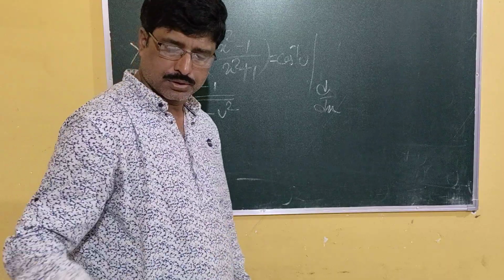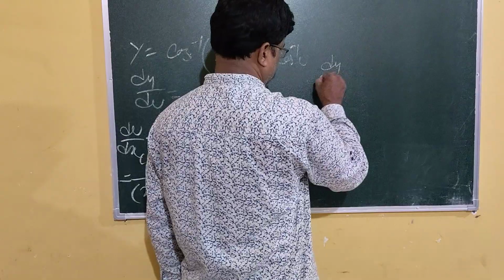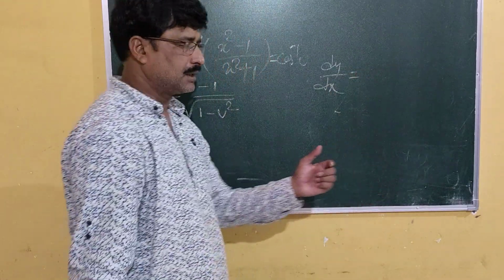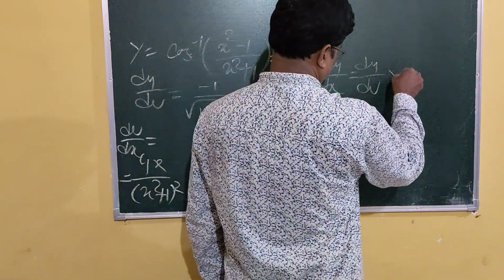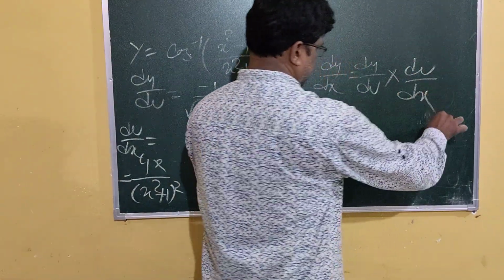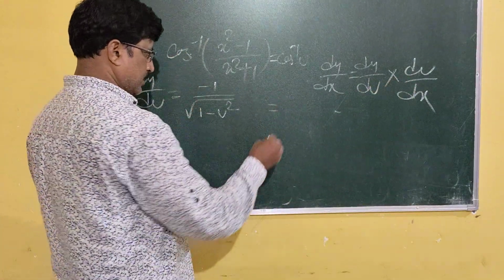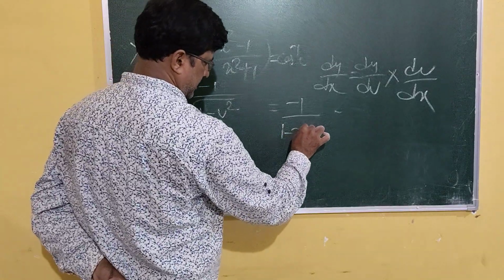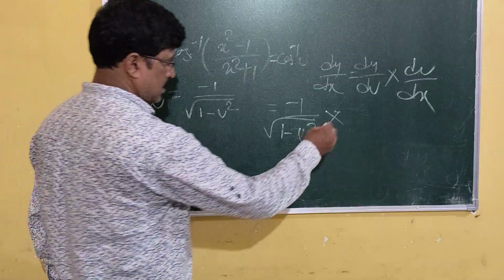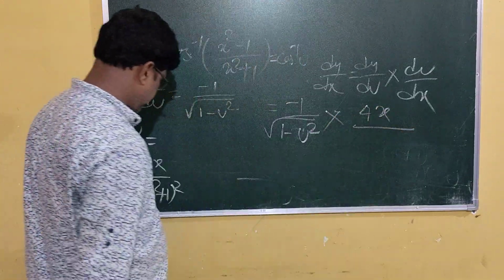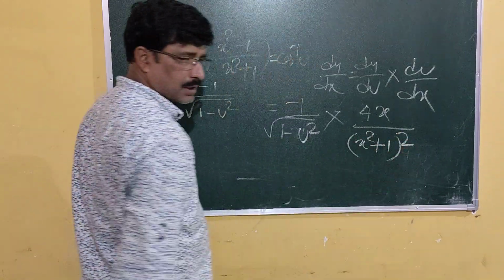Now we have to find out dy by dx. How can we find it? That means dy by du into du by dx. dy by du is equal to minus 1 by root over 1 minus u square, into 4x by x square plus 1 whole square.